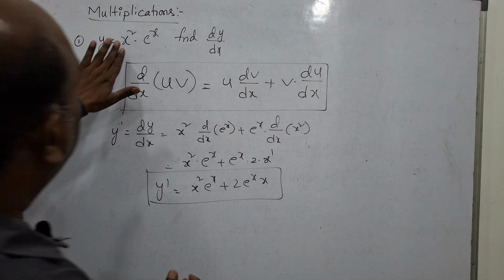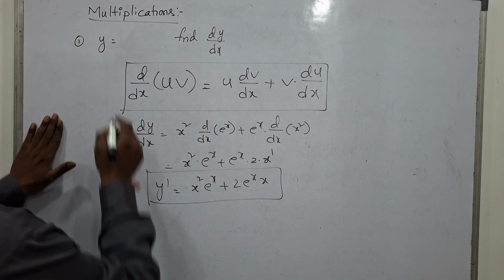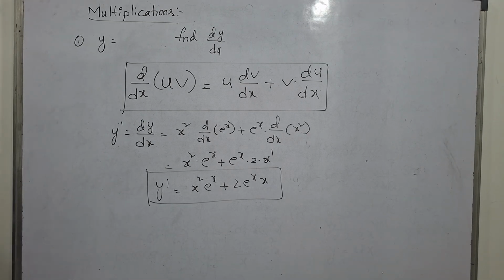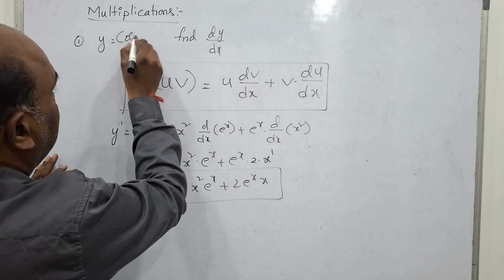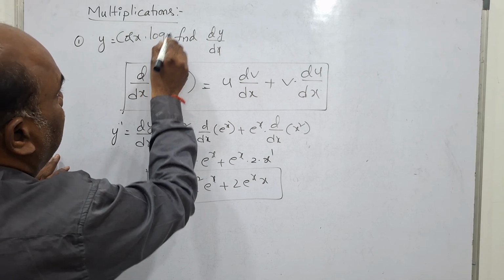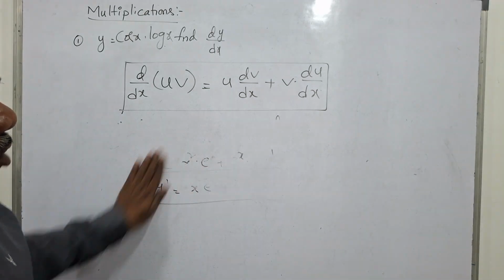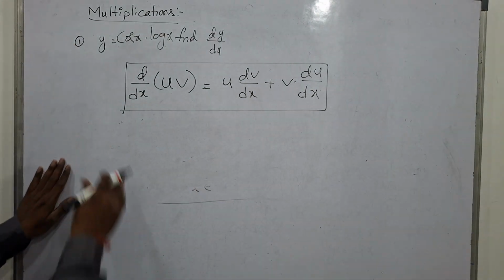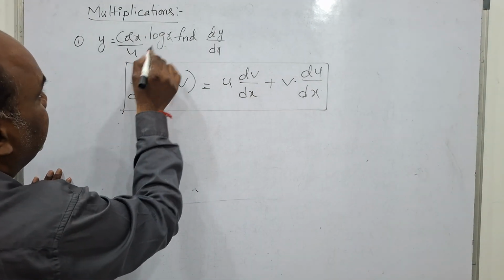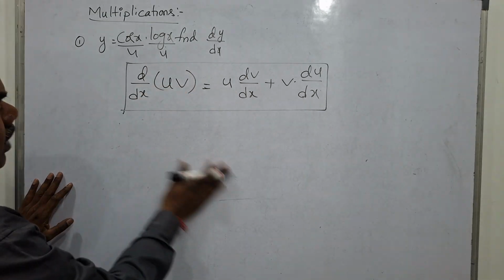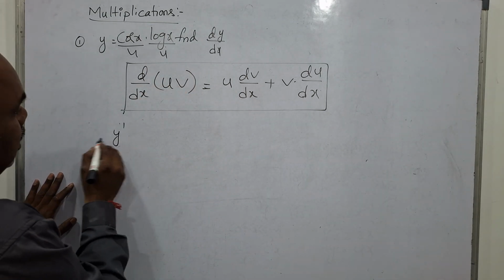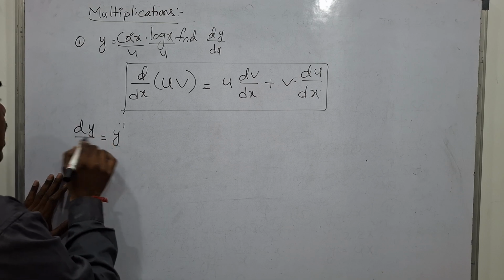Next, one more question. y is equal to cos x into log x. Find dy by dx. Again the same formula. y has two functions. Let this be u, this be v. It is in the form of uv. So y dash, also called dy by dx, both are the same.